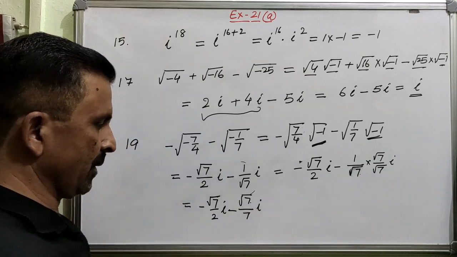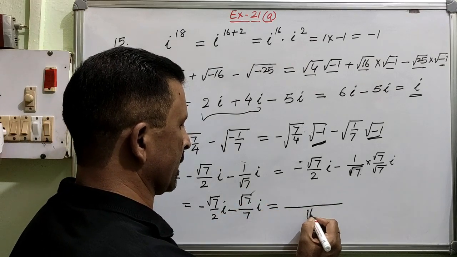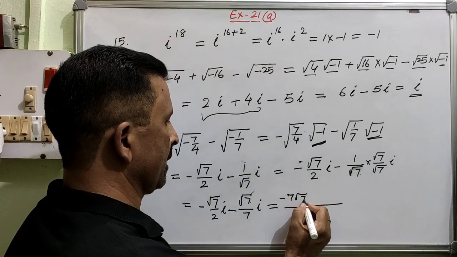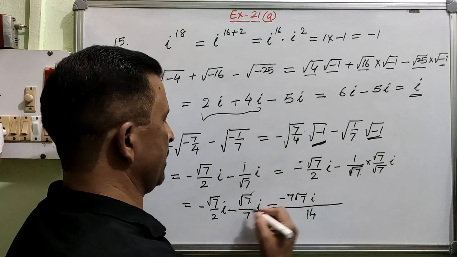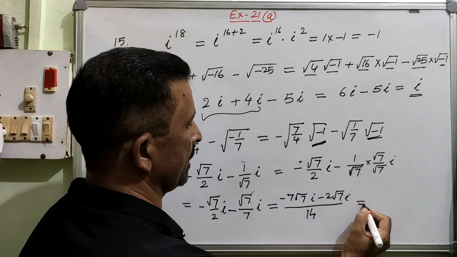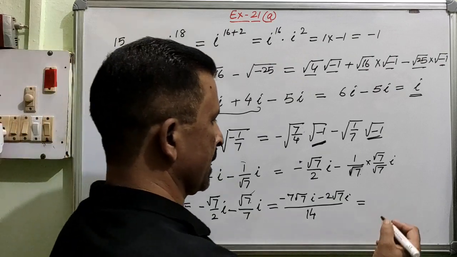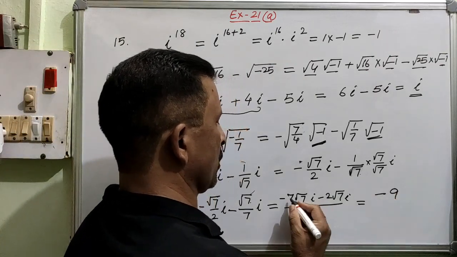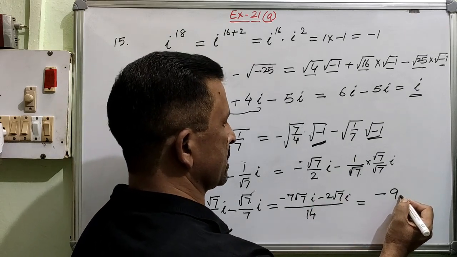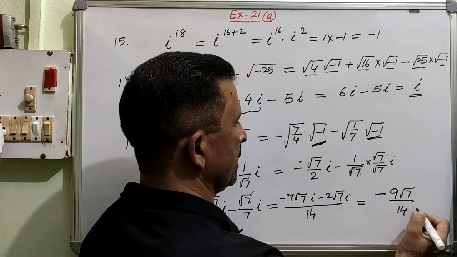Right? After this, now we are going to simplify. When we simplify, the LCM of both will be simply 14. Cross multiply: minus 7 root 7 i, and then this way we can cross multiply, this is minus 2 root 7 i. Now both are negative, so the answer of this part will be negative 9, because the coefficient of this root is 7 and this is 2, both will be added. This is 9 root 7 over 14i.